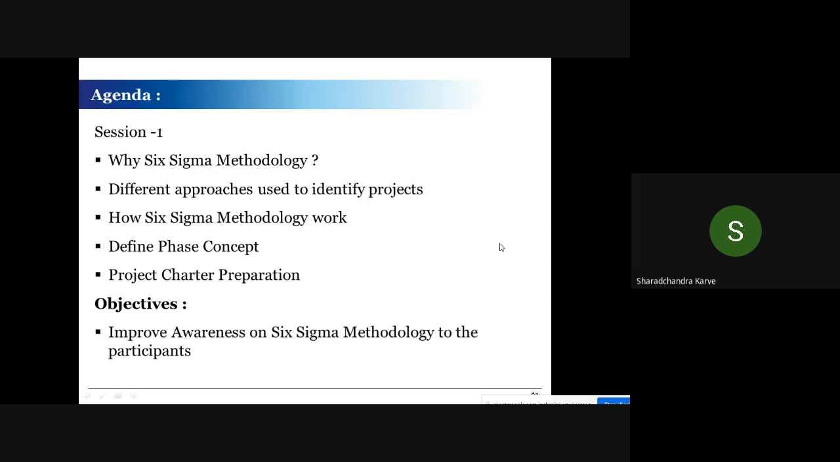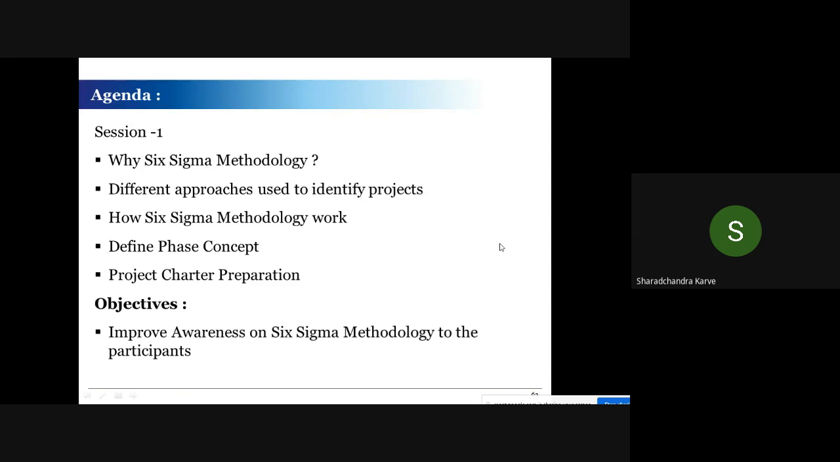Then we also looked at the various phases of Six Sigma: define, measure, analyze, improve, and control. What exactly is done in the define phase? We looked at the concepts of the define phase: who are the customers? Is my customer internal? Looking for effectiveness or efficiency in the process. And then, what is my metric for improvement? How do I arrive at a metric from my customer voice, or rather the voice of the customer?